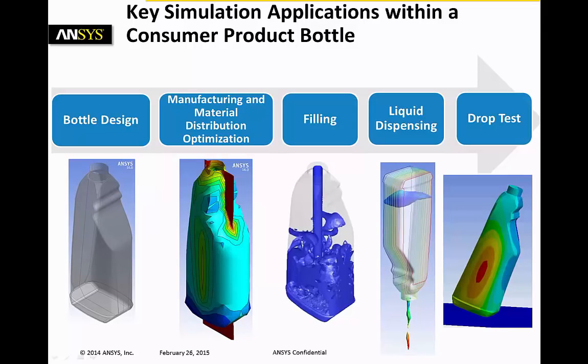Material, thickness distribution, prediction, and optimization. Considering the manufacturing process, in this case extrusion blow molding, predicting what the thickness distribution of the bottle will be, and possibly fine-tuning what it is and optimizing it even.